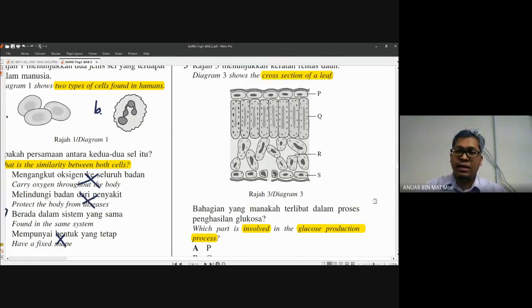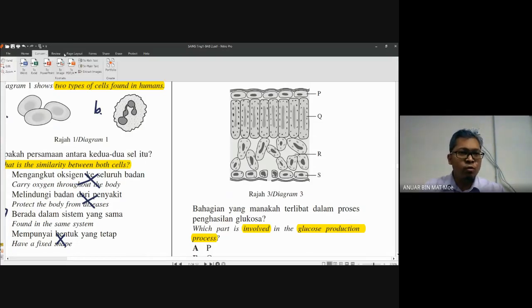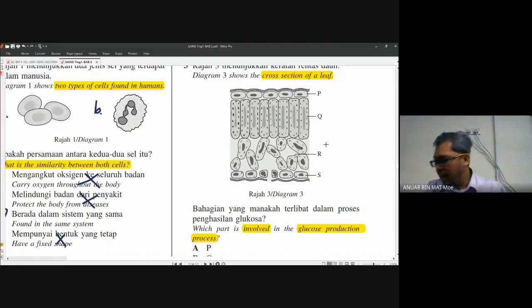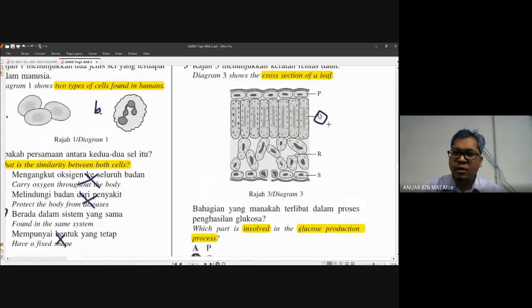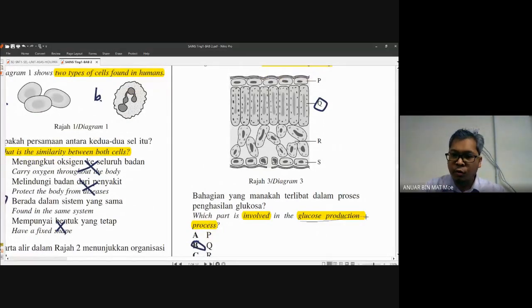So which part? Sometimes maybe you boleh lupa sedikit, but never mind. The actual answer here is which part? Q. So the answer is B, because Q is palisade cell. According to the textbook, palisade cell contains chlorophyll. Chlorophyll for what? Chlorophyll for glucose production. Glucose is the food for the plant. So what is the name of the process? Photosynthesis.